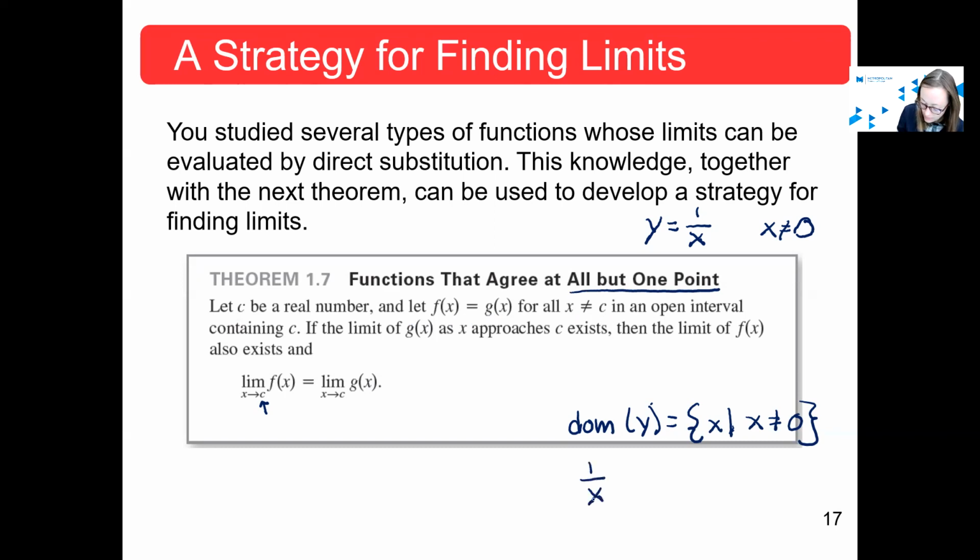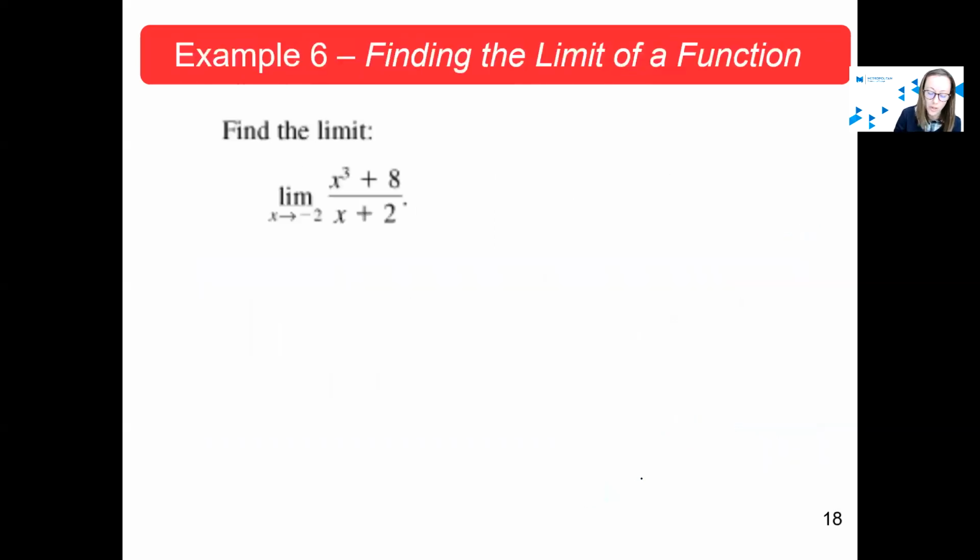So we can say that 1 over x equals 1 over x, or we can find some equivalent function. And if they agree at all but one point, then the limits of the two functions are going to agree. Okay, so we'll see that in this example here.